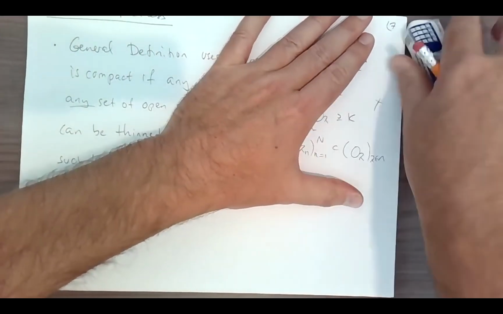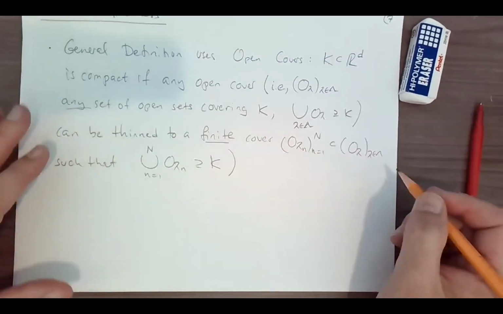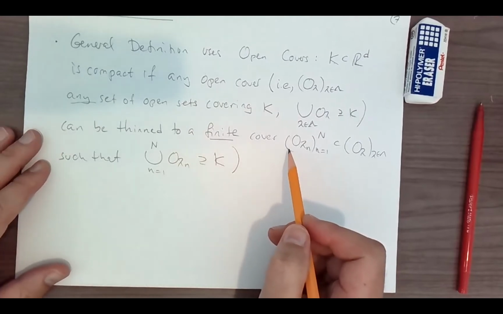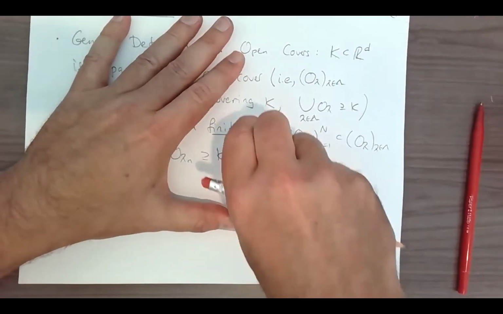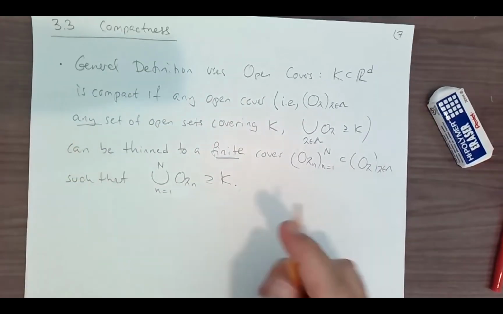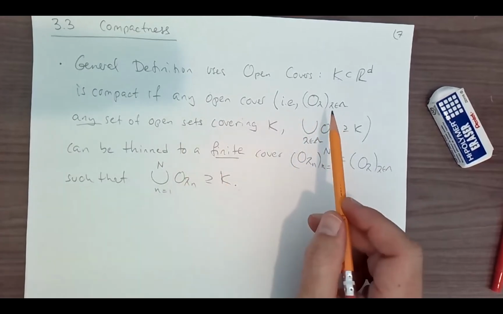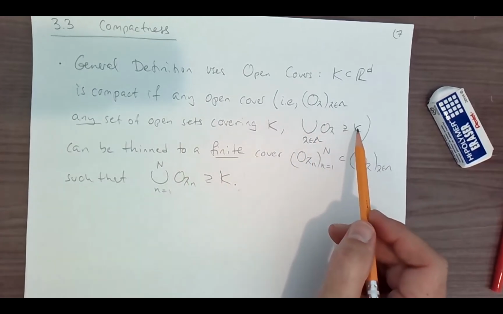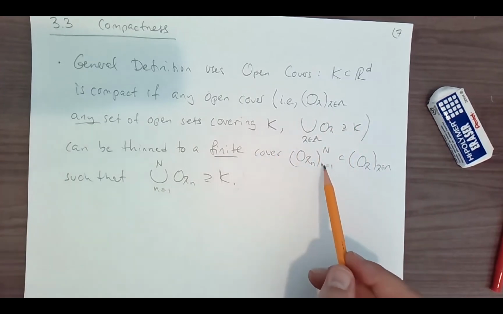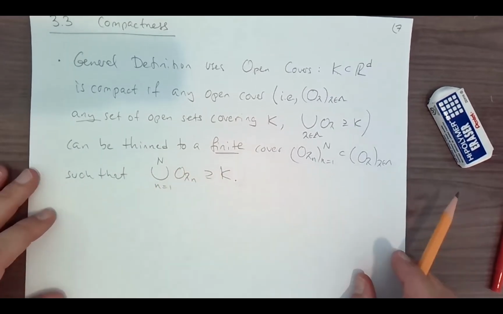Parentheses are way off here. I take an open cover, it can be thinned to a finite cover. And now there are too many parentheses. So you can thin out. You take a collection of open sets, any collection you want. You take the union of them, you cover the set. Such a collection can be thinned out to a finite cover. And that finite cover, when you take the union, still includes K.